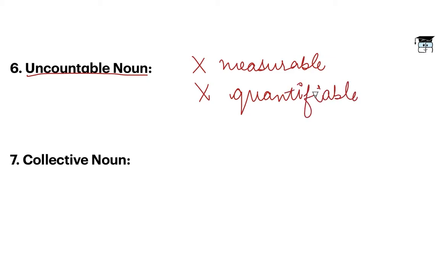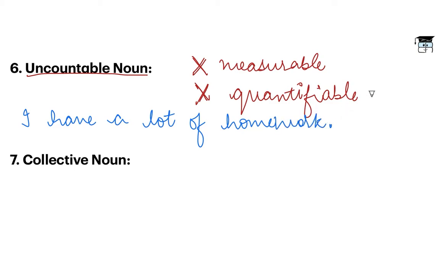This implies that these kinds of nouns cannot be measured and cannot be quantified under any circumstances. Right? An example of such a noun would be: I have a lot of homework. Now in this sentence, the noun "a lot" cannot be measured and cannot be quantified. So this noun is an uncountable noun. Clear? Moving on to the next category, which is collective nouns.